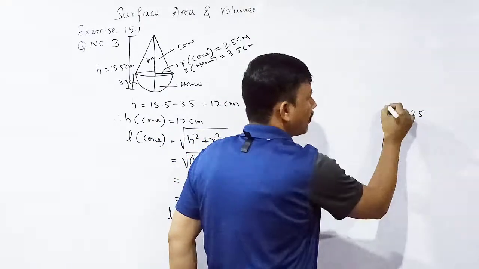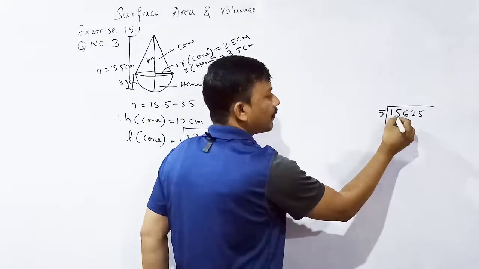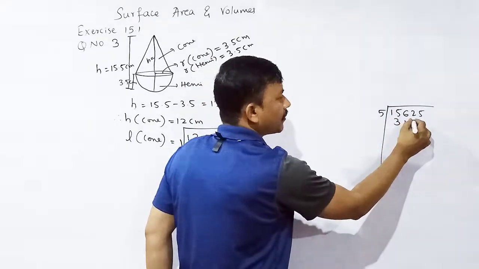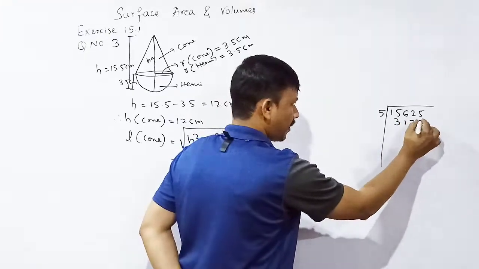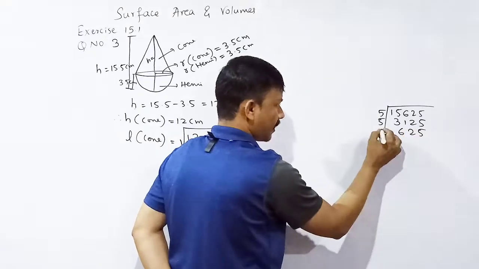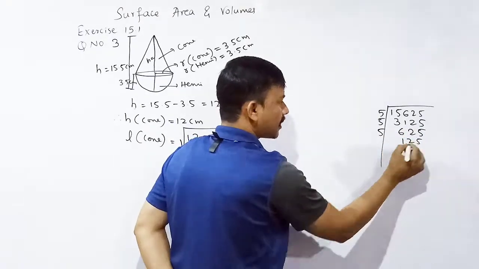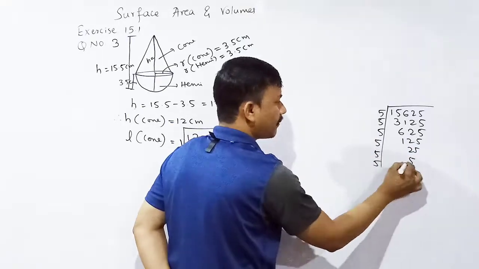15625. Okay. 5 za 5, 3 za 5, 1 za 5, 3 za 5. Okay, 5 2 za 5 5 za. Next 5 6 za 5 2 za 5 5 za. 5 1 za 5 2 za 5 5 za. 5 25 za 5 5 za 5 1 za.